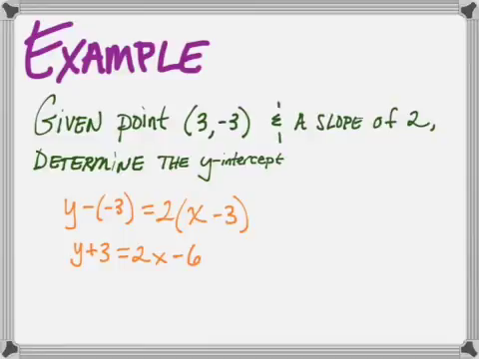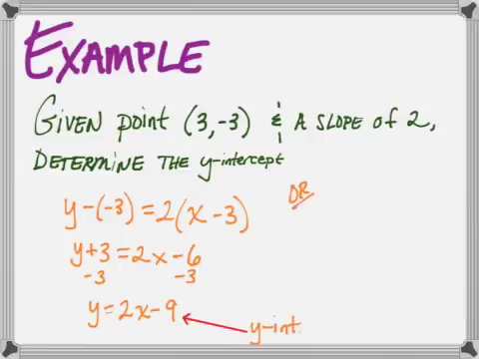So I do a little bit of simplification and get y plus 3 equals 2x minus 6. Subtract 3 from both sides. And now it's in my y equals mx plus b form, and the place of b is the 9. So that is going to be my y-intercept.